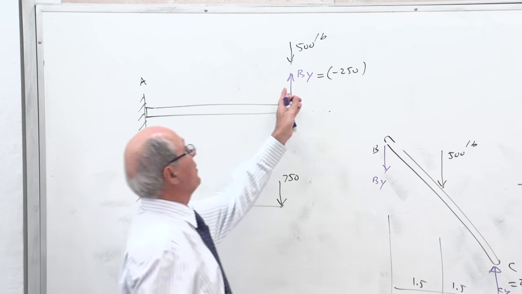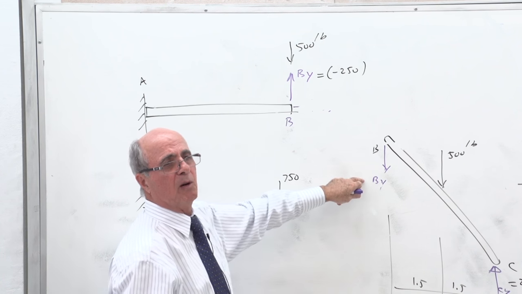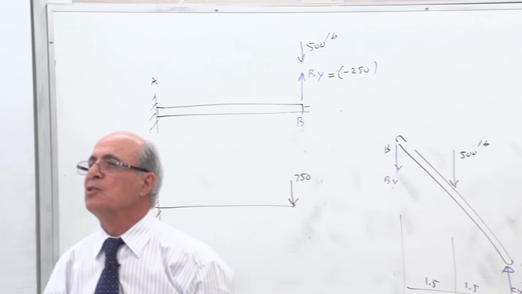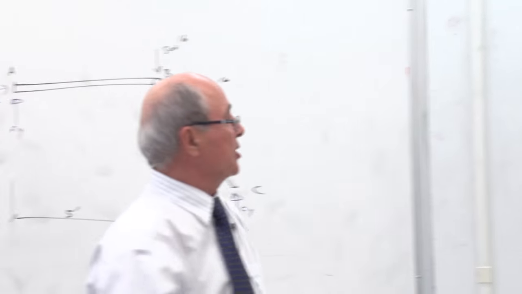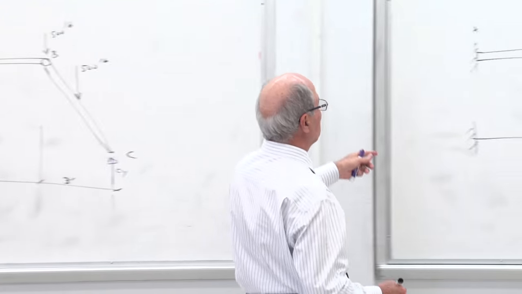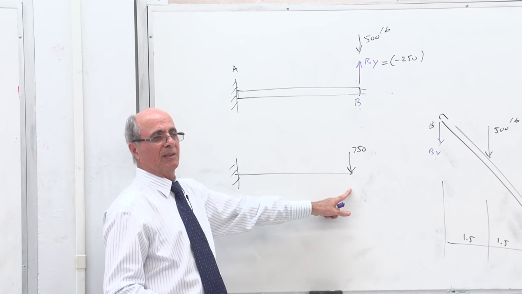Well, if you put it 500 here, the value of BY will be changing. The same thing. The value of BY here becomes 750. There becomes 750. That's the same thing, so it doesn't matter where you put it. Now, is this very difficult to solve? Of course it's not. Yes or no? AX must be equal to 0. AY must be equal to 750.